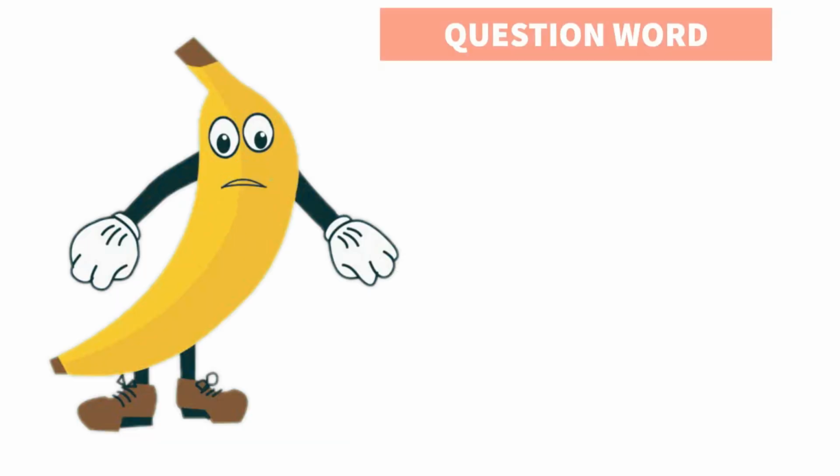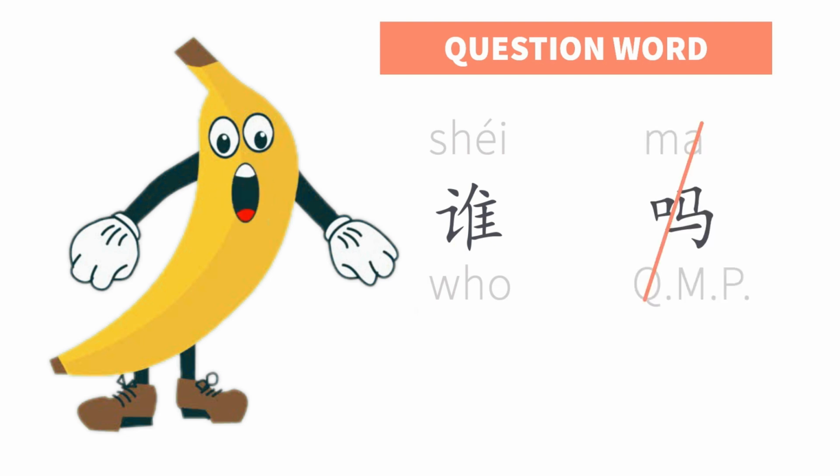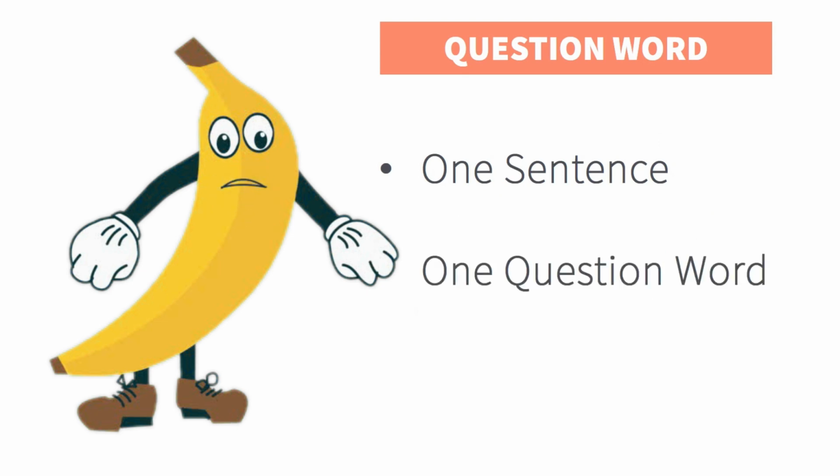Remember the other question word we learned? 谁? It means who. So if you use 谁 in a question, you don't use 吗. And if you use 吗 in a question, you don't use 谁, because in one sentence, one question word is all we need. And each question word has their own purpose for asking different things.